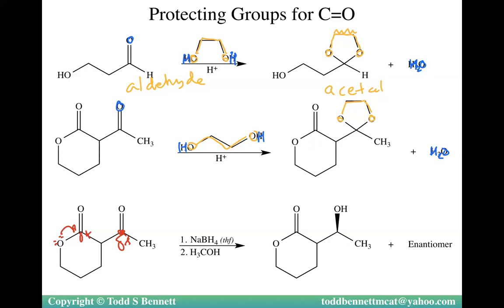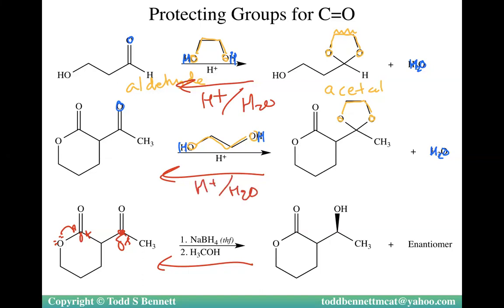To take these off, you just do the opposite of what you did to put it on. Acidic water will take these protecting groups back off. So H plus and more water, H plus and more water, H plus and water. So in the forward direction, I want to have it anhydrous. I just want to have the diol and the acid. In the reverse direction, for the last one, I apologize. We didn't protect it, so why am I doing that?